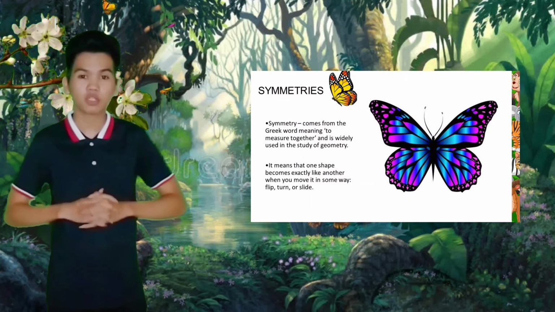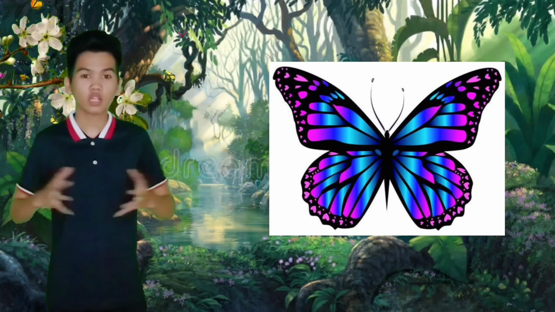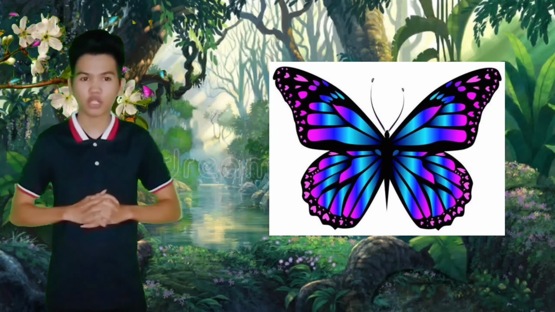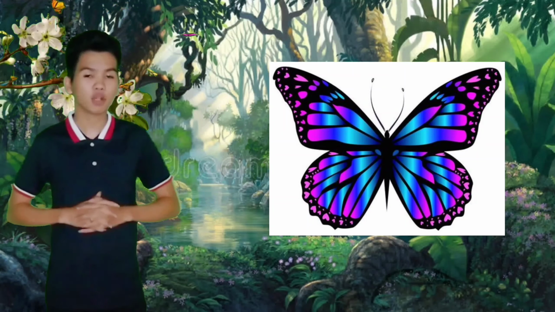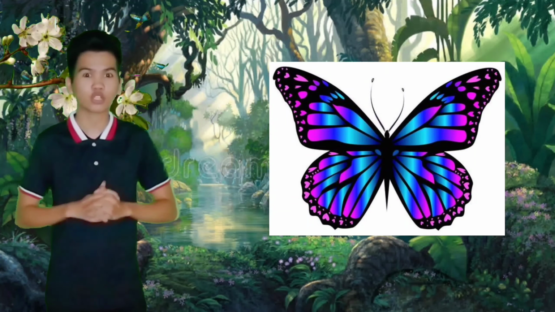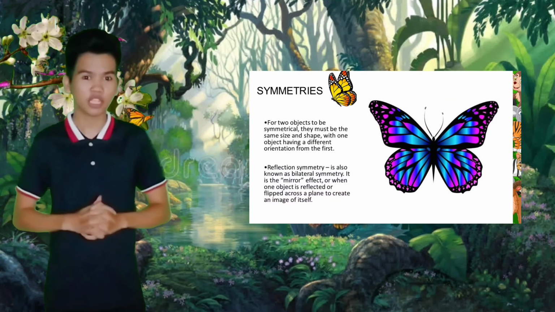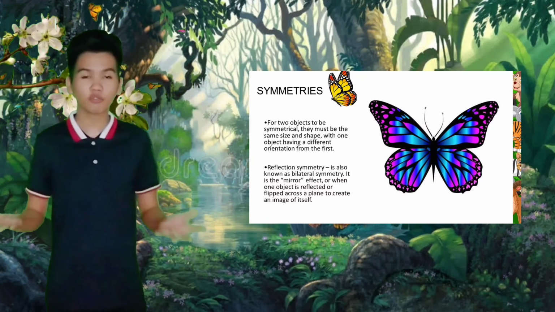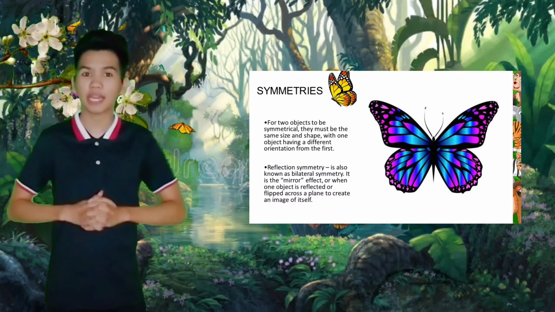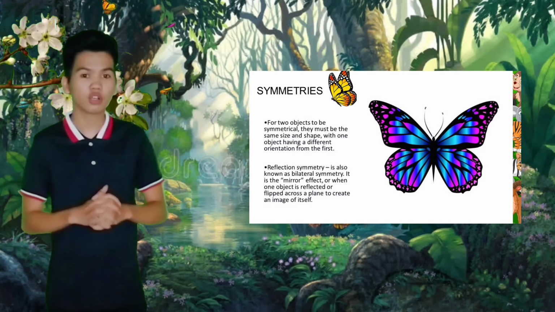So the left wing is the mirror image of the right wing. The body of the butterfly here, we call the axis of symmetry. So this is an example of reflection symmetry. Reflection symmetry is also known as bilateral symmetry. It is the mirror effect, when one object is reflected or flipped across a plane to create an image of itself.